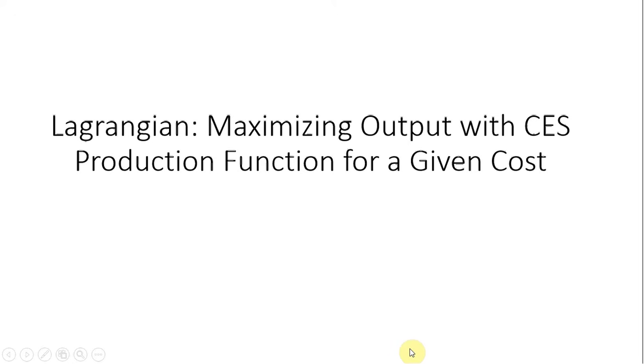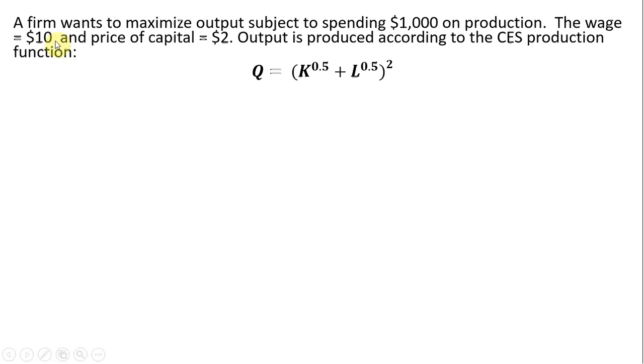Hello, in this video we're going to maximize output subject to a cost constraint. We're going to use a Lagrangian technique and a CES production function. A firm wants to maximize output subject to spending $1,000 on production. The wage is $10 and the price of capital is $2. Output is produced according to the following CES production function.